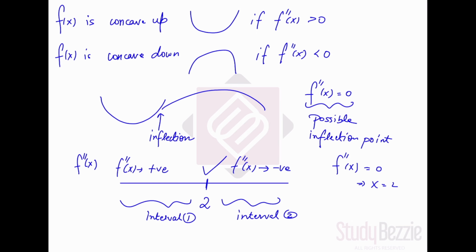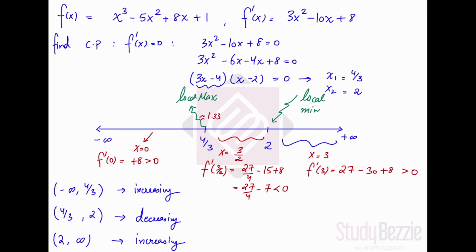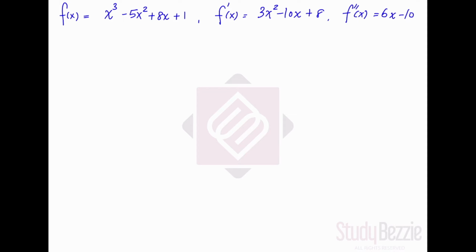Okay, so to find those candidates, we're going to use the same analysis. Moving on to our example that we did the first analysis on, now I'm going to look at the concavity of this function. So again, the objective function right here will be x cubed minus 5x squared plus 8x plus 1. We've found the derivative of this function, which turned out to be 3x squared minus 10x plus 8. And now we're going to find the second derivative because we're going to use that to analyze the concavity of the objective function. The second derivative is just going to be 6x minus 10.